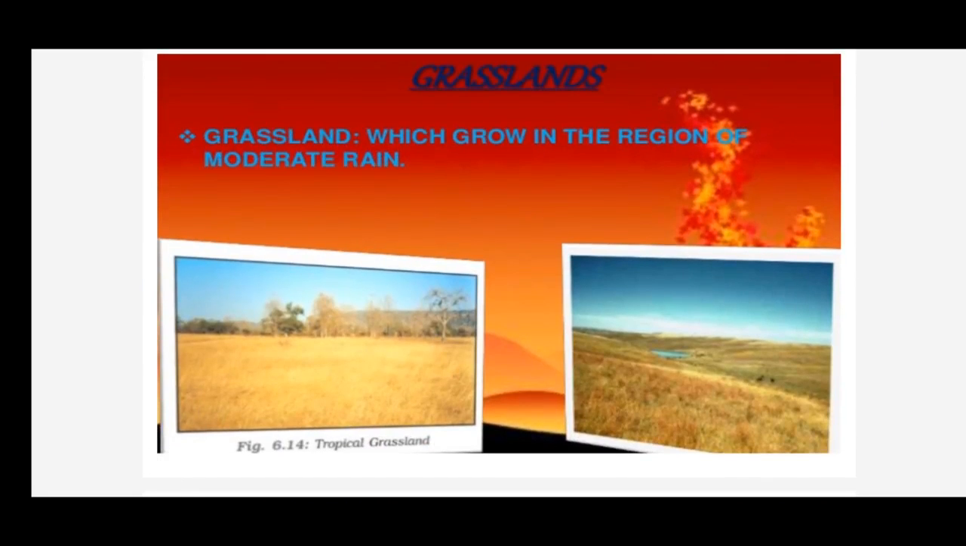Next comes grasslands. What are grasslands? Grasslands grow in the regions of moderate rainfall and moderate temperature. Moderate means what? Average. Average rainfall, average temperature. There you can observe grasslands. Now let's go for the third part, children.